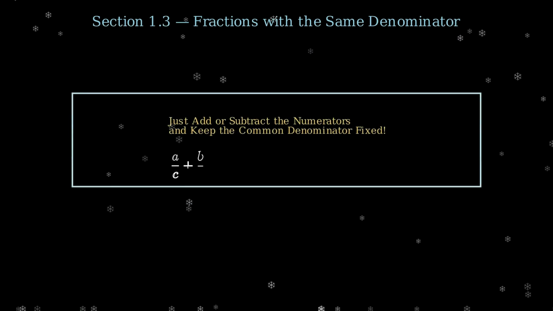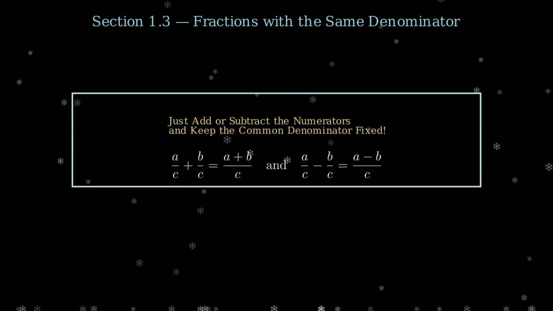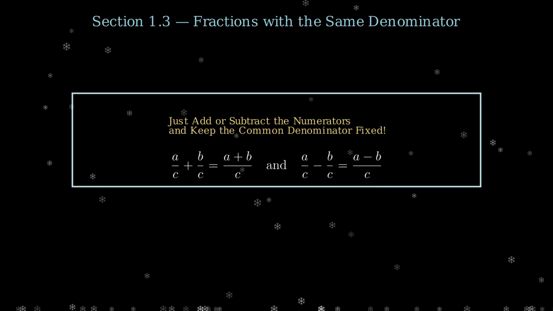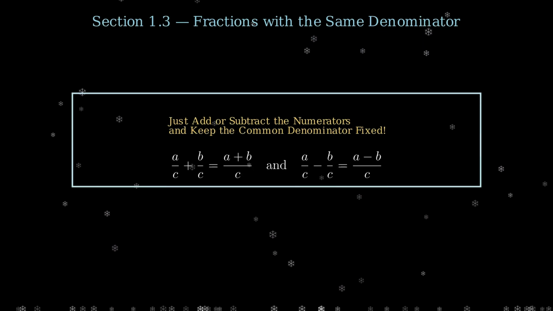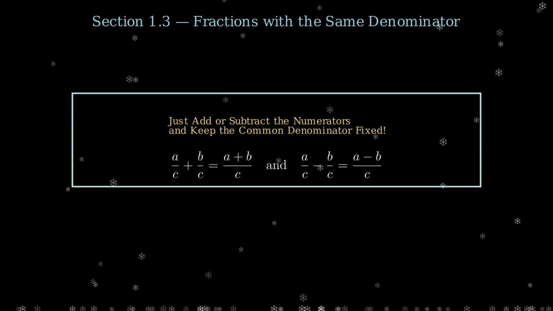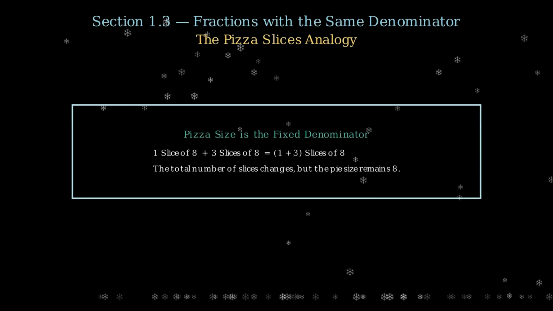To find the sum or the difference of two fractions with the same denominator, just add or subtract the numerators, then divide by the common denominator. Keep the bottom number exactly as it is, and only perform the math on the top numbers. Let's think about this using a pizza analogy.